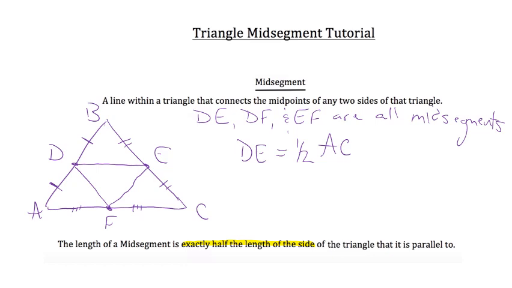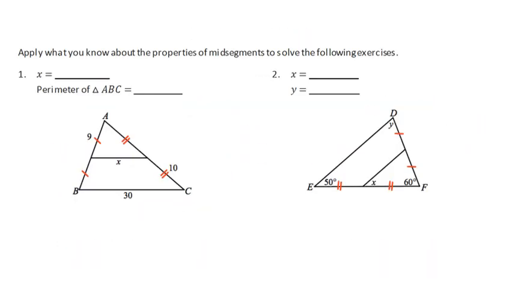Now I know a lot of you don't like fractions, so what we could do is multiply both sides by 2 and get that 2 times DE equals AC. Alright, so let's go ahead and see how we can use this formula. Let's go ahead and look at our first example.